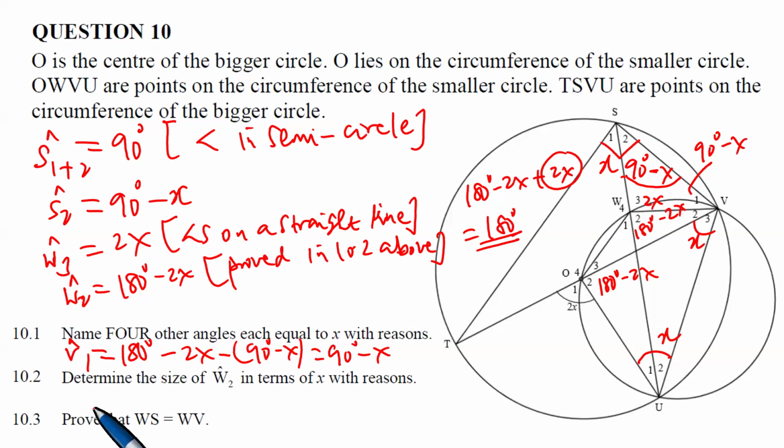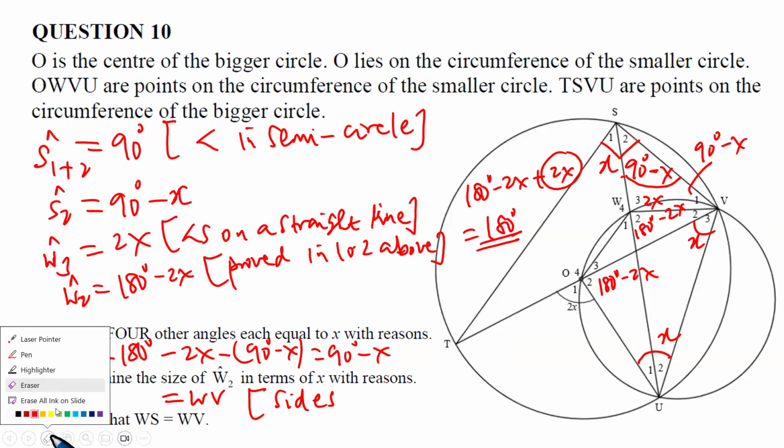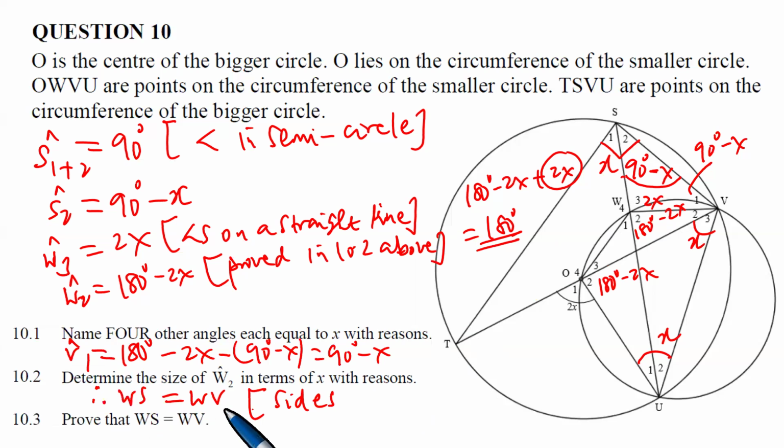If that is the case, therefore, WS is equal to WV. I can write it the way it has been given. You can say, therefore, WS is WV, and these are sides opposite equal angles. Right, we've proven that WS equals WV. Any question? No, sir. Okay, we move forward.